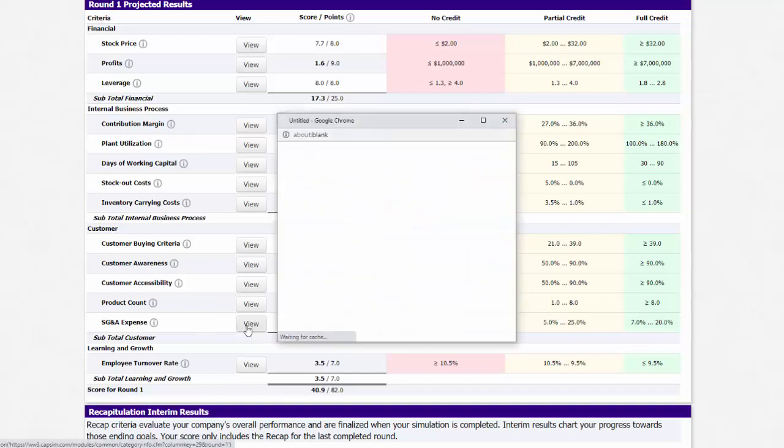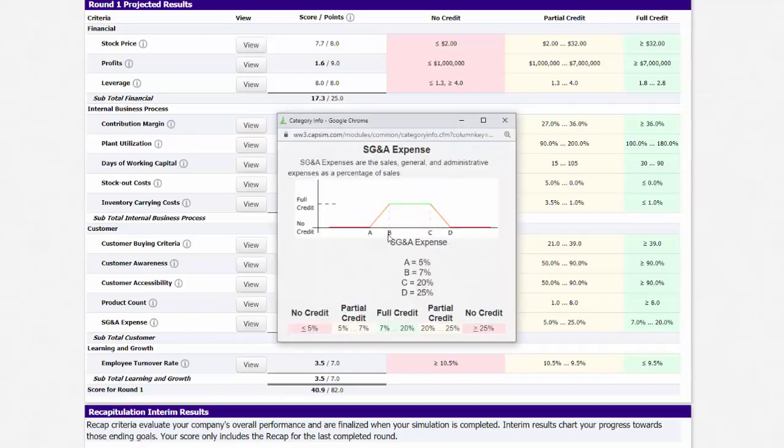Concerning SG&A expense, you can see that you receive full credit between 7 and 20%, partial credit between 5 and 7%, or 20 and 25%, and no credit if your SG&A expense is lower than 5% or higher than 25%.